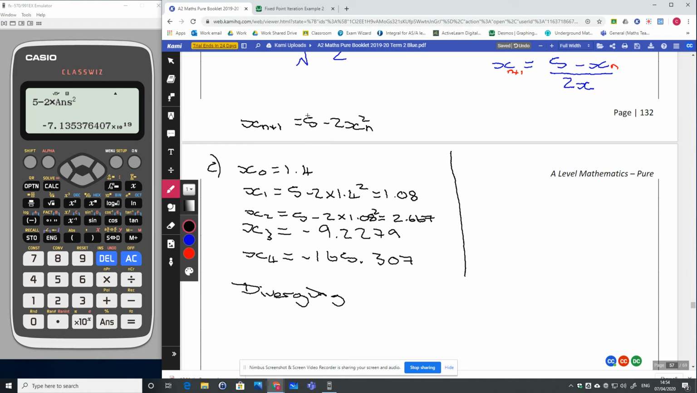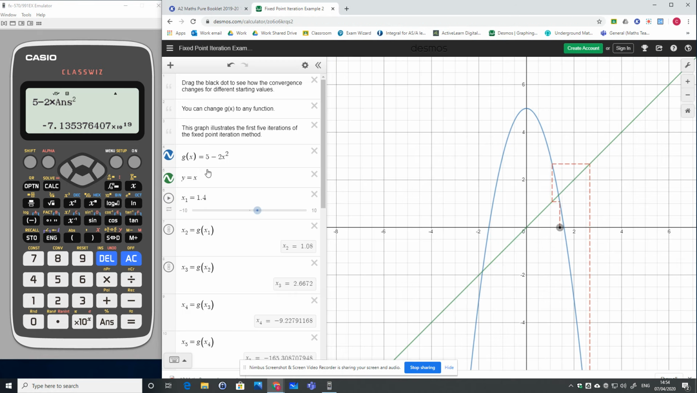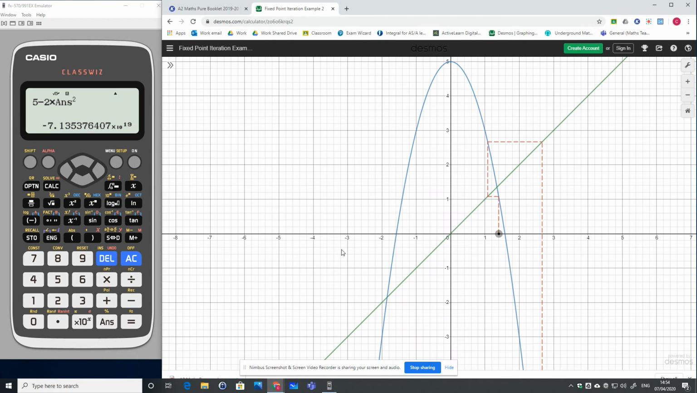What I want to do is kind of link the graphs into this now. So if we have a look at the graph, so this is 5 minus 2x squared. You don't need to worry about all of that stuff, but this is what is happening with this graph. So you've got 5 minus 2x squared is the blue. This line is just the line y equals x. That is the value 1.4 there. So we substitute 1.4 in to 5 minus 2x squared. It gave us 1.08. And what we did is we let that, because that's what y is equal to there, so that coordinate there should be 1.4, 1.08.